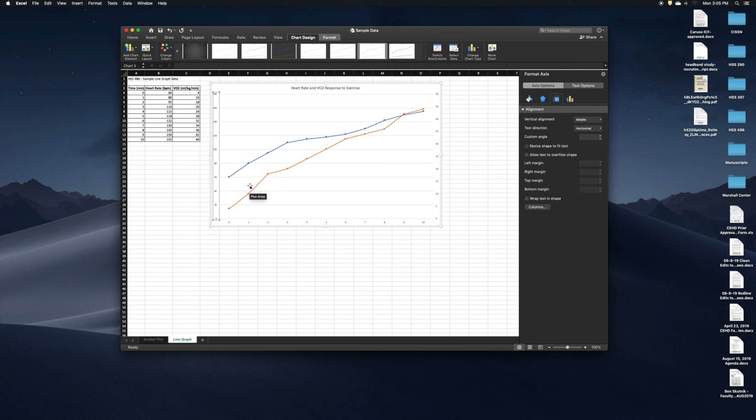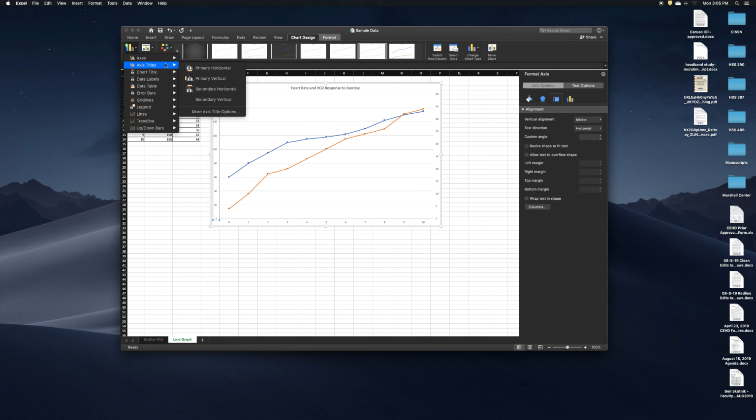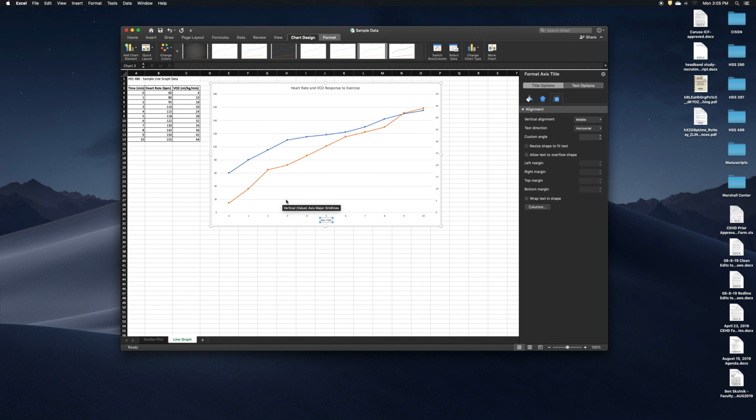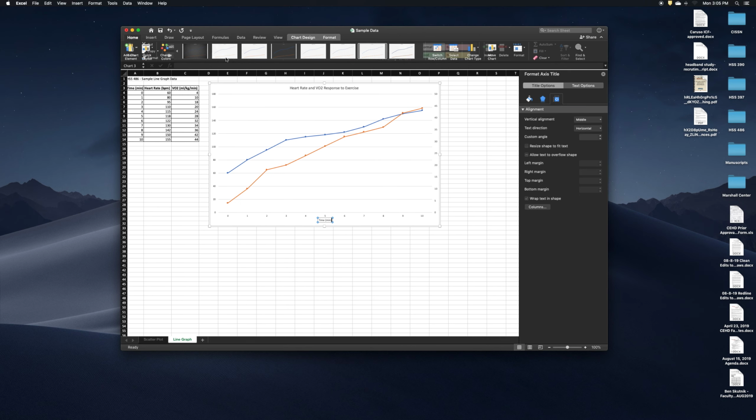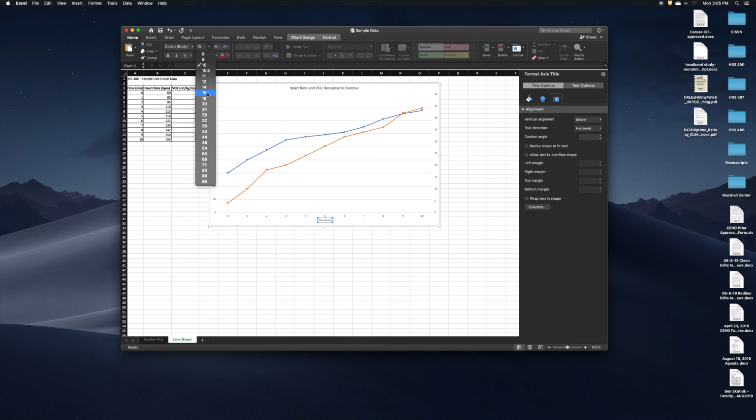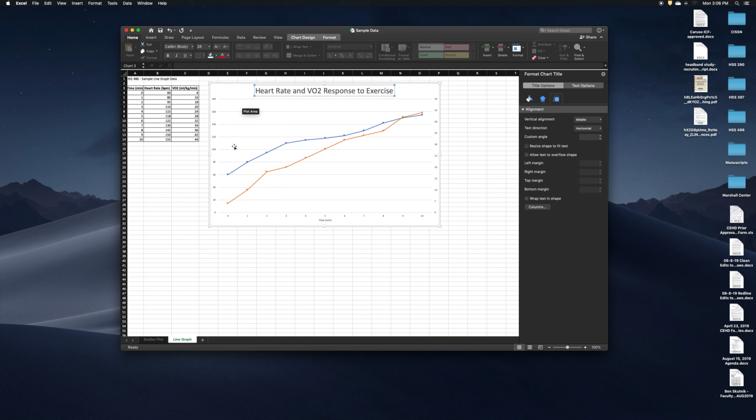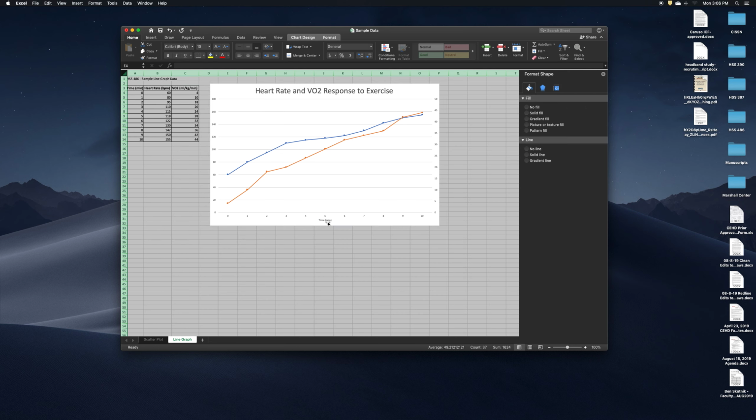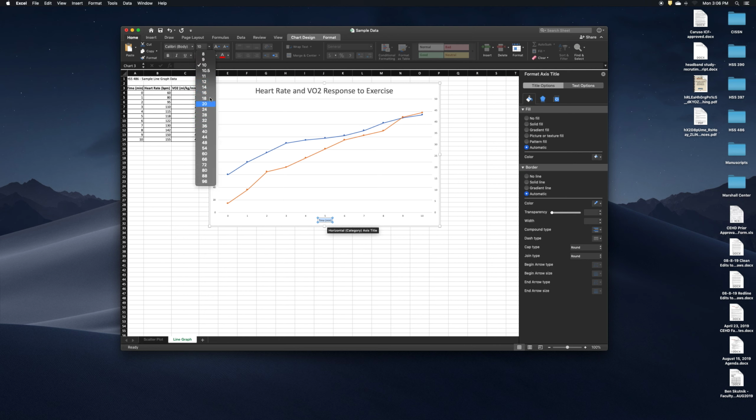What we could do though is label these. So axis titles, primary, horizontal. Well, this is time in minutes. Again, for line graphs, we usually have some kind of series of events, right? Let's bump that up to 16. Let's bump this up to, let's see, 28. Oops. This one didn't go. Nope. Gotta select it all. 16. There we go.